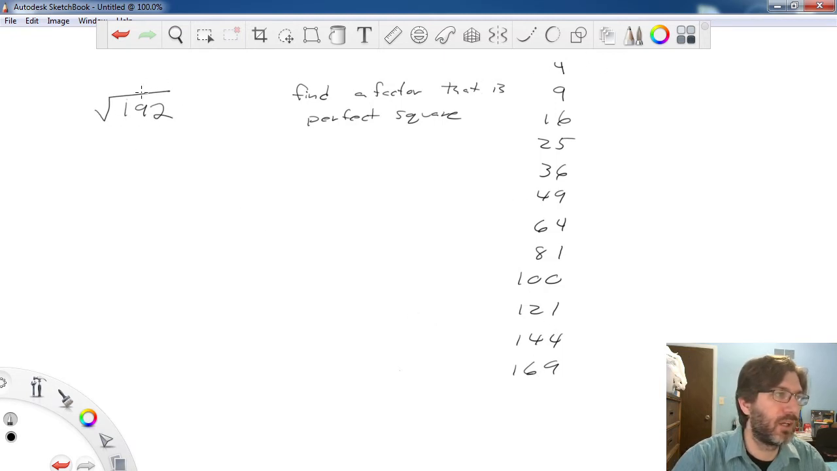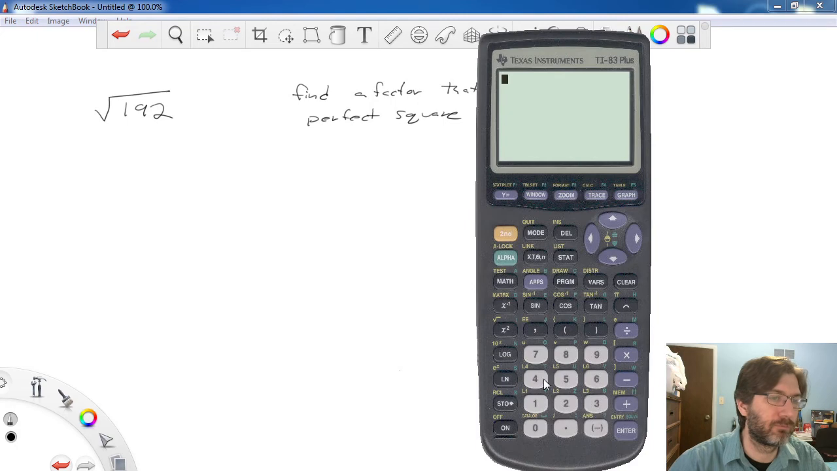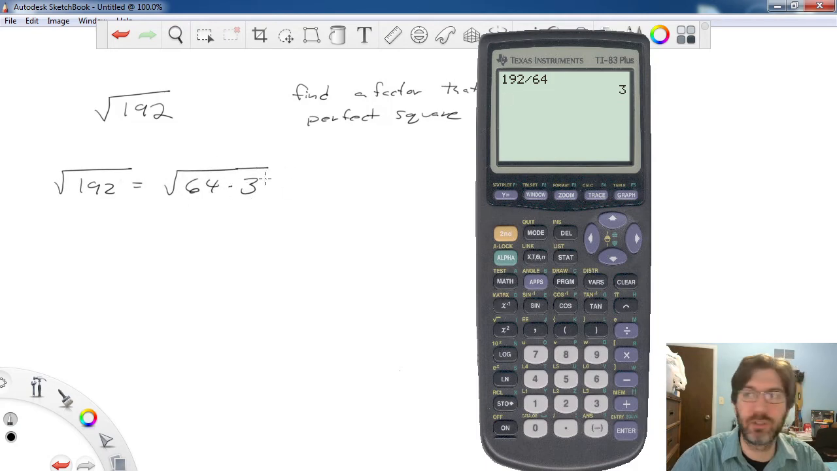And you should be realizing that 192 is divisible by 64. And again, you can do that. 192 divided by 64 is 3. So I know that the square root of 192 is equal to the square root of 64 times 3. Extend that. And using your multiplication property, we know that this can also be separated to the square root of 64 times the square root of 3. We can solve for the square root of 64.